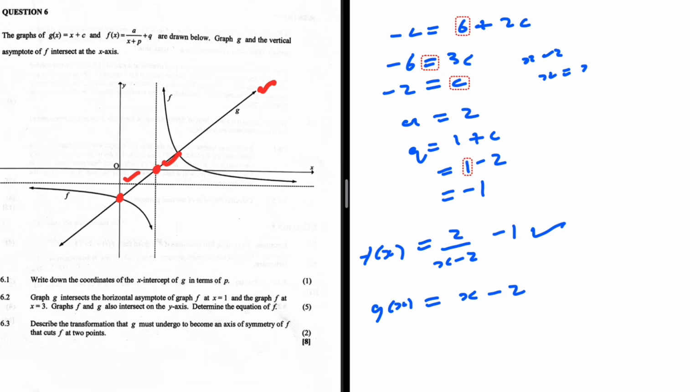6.3: describe the transformation that g must undergo to become an axis of symmetry of f that cuts f at 2 points. How did you answer this question? Let me know in the comment section.